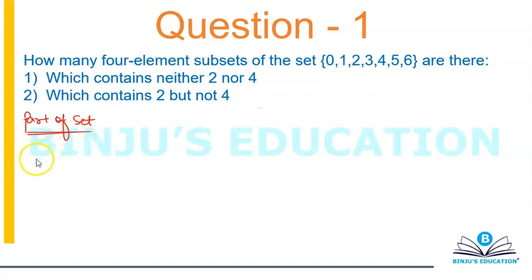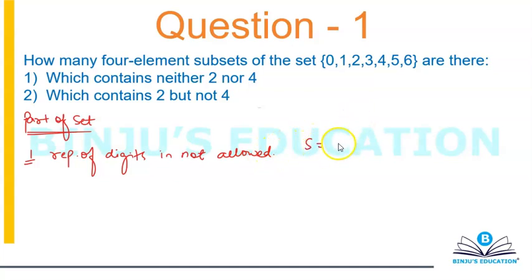Now, two things which you need to remember as far as subset is concerned is that first thing is repetition of digits is not allowed. That is, you will never say that I have a subset having elements, let's say 1, 1, 2. No, this is incorrect. You can't repeat elements inside a subset. Okay, that's not allowed, that's not possible. Second thing is, there is no such thing as arrangement of digits.